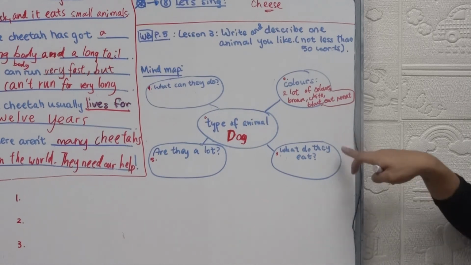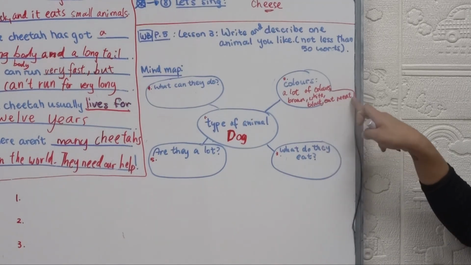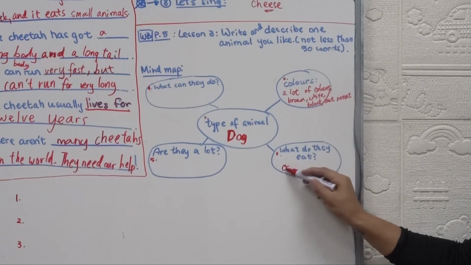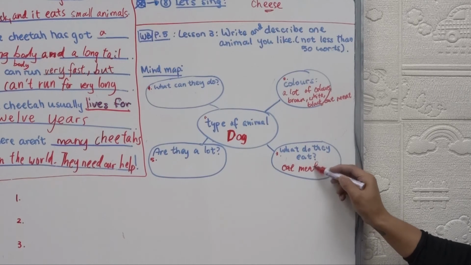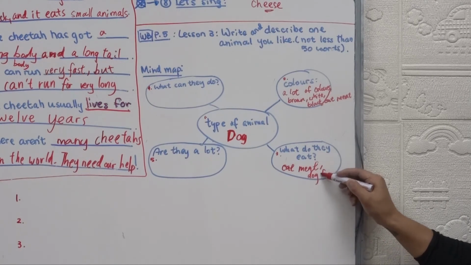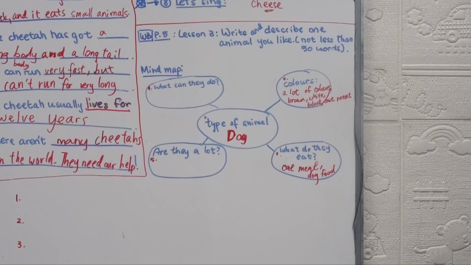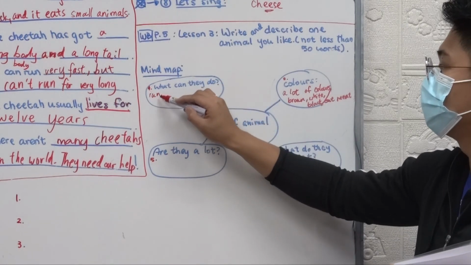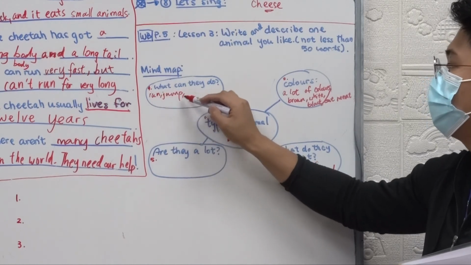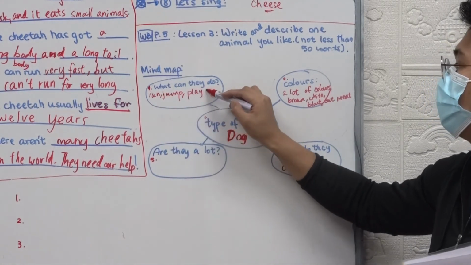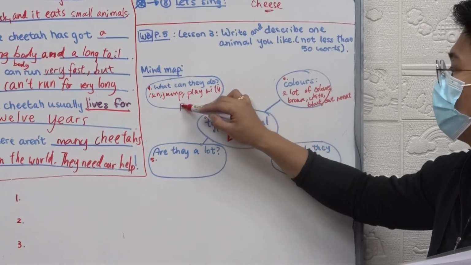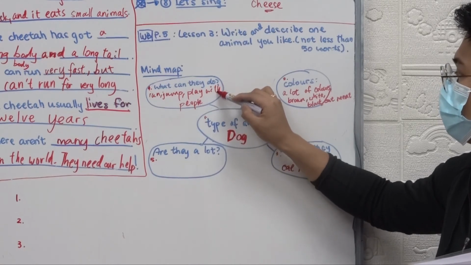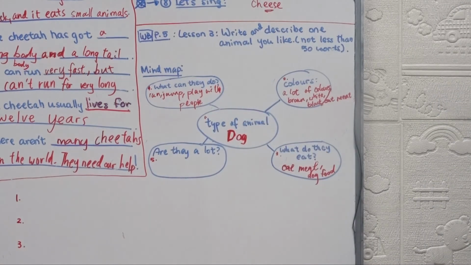Now let's go to 3. Oh, sorry, number 3 is already here. What do they eat? Oopsie. So this one should be number 3, right? What do they eat? They can eat meat, or they can eat dog food. What can they do? They can run and jump. What else? Most important, what can they do? Play with us, right? Play with people, or play with us. I like us because it's too. You can say play with us or play with people.